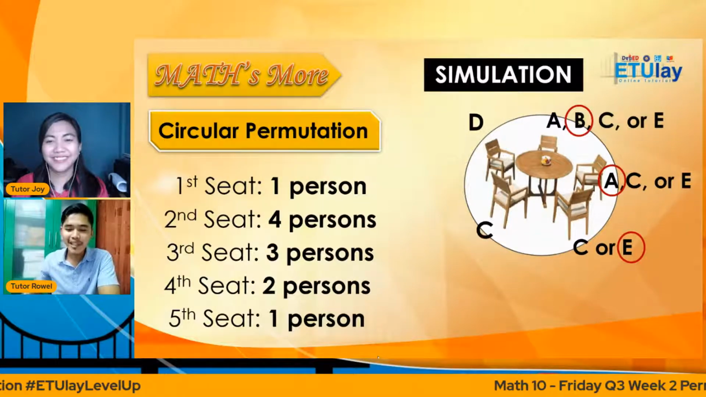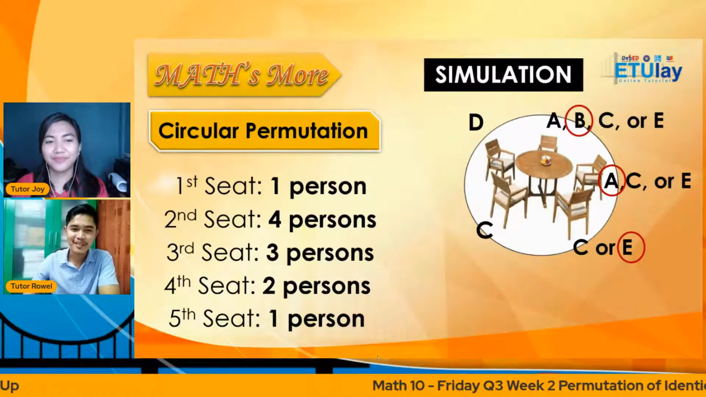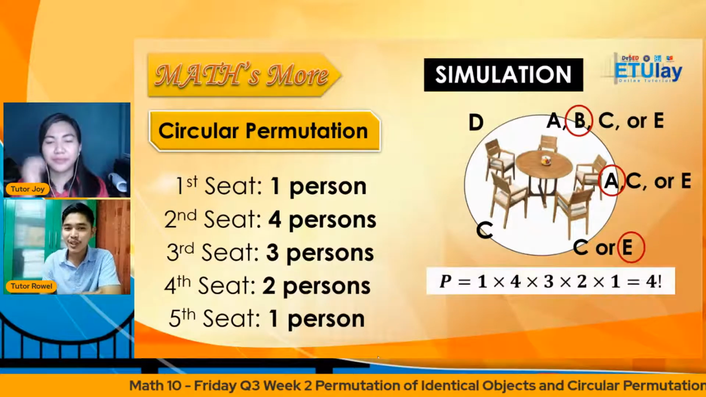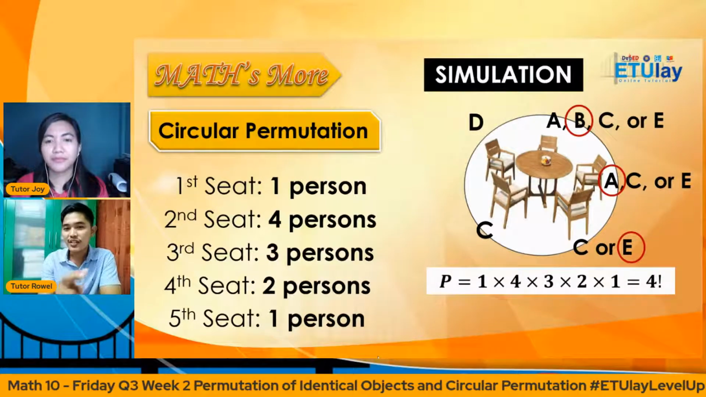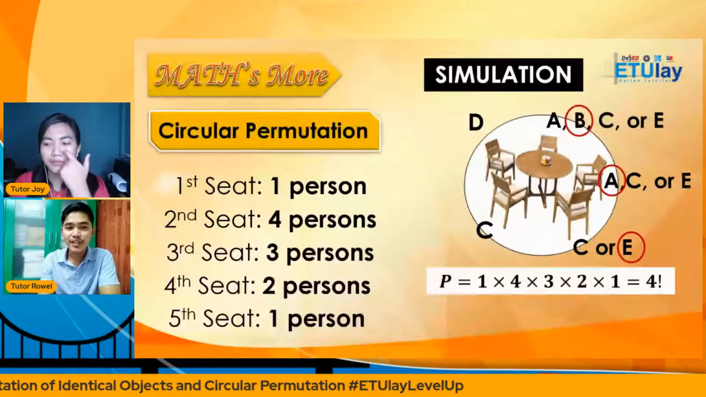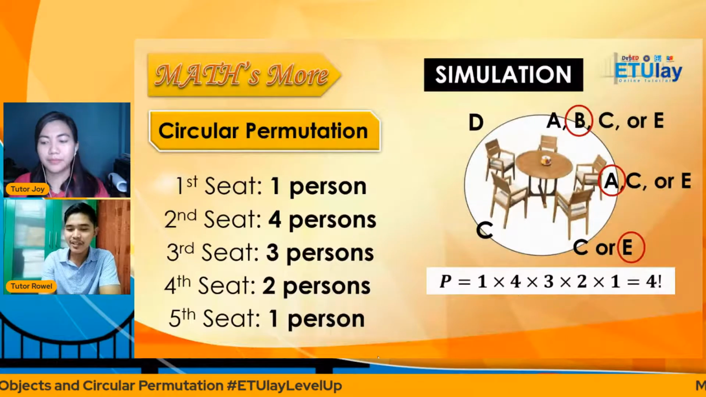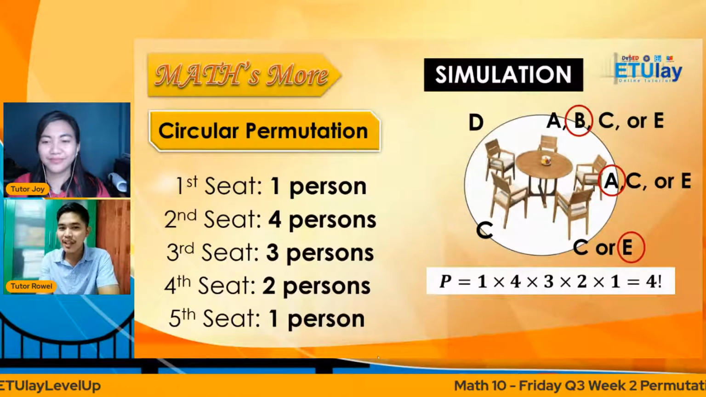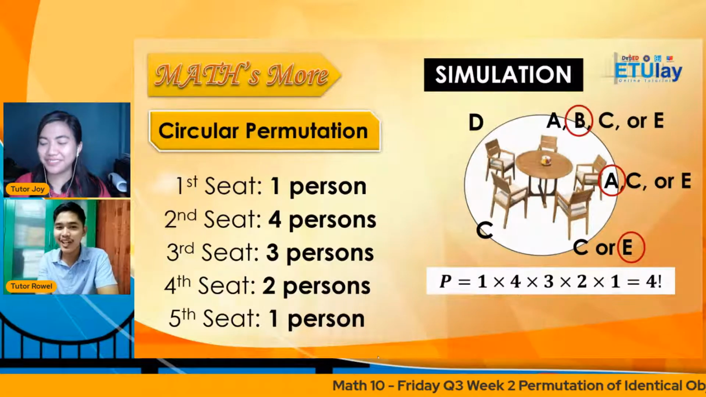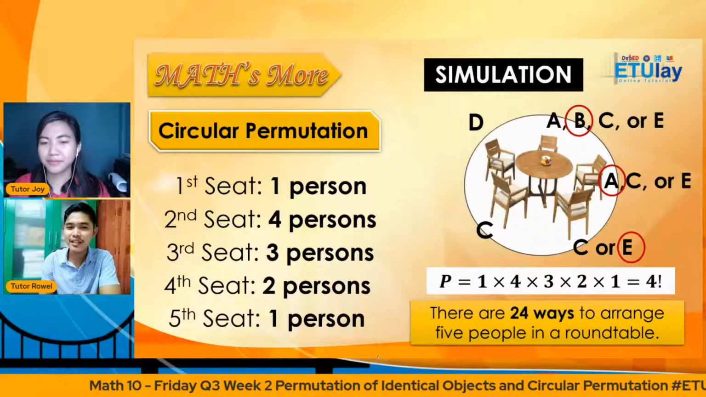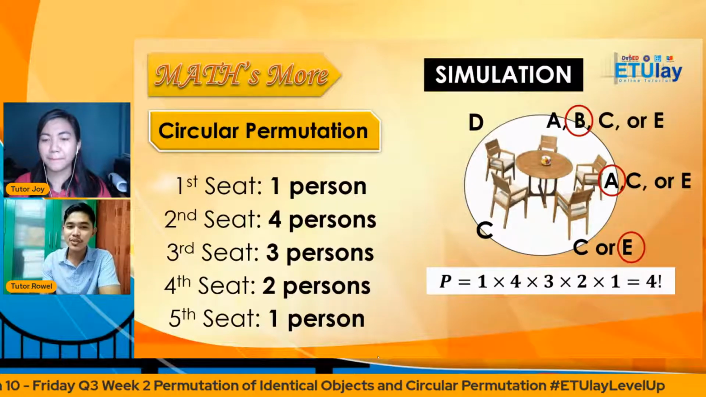O ngayon, ano yung magiging permutation natin diyan? So if you will observe, sa first seat, 1 person only. And sa second seat natin, 4 yung pwedeng umupo. Times third seat, 3. So 1 times 4 times 3 times 2 times 1. Or in short, that will be 4 factorial. Di ba? Why 4 factorial? Kasi ang 4 factorial po, that is 4 times 3 times 2 times 1.